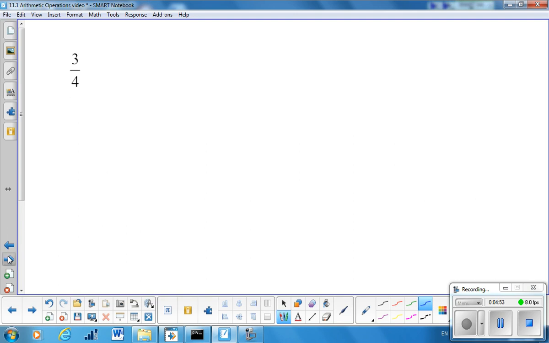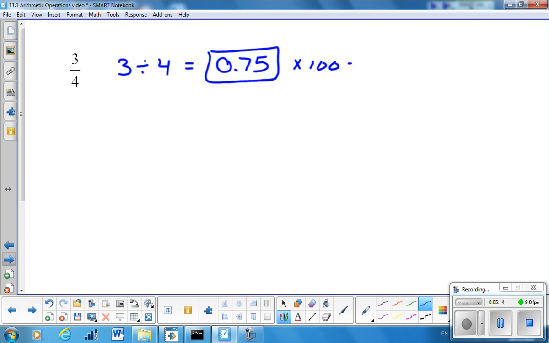3 over 4, or 3/4. You may know that this is 0.75, but if you forget, top number divided by the bottom number gives you 0.75. So this is our answer as a decimal. As a percent, we are going to multiply by 100, giving us 75%.